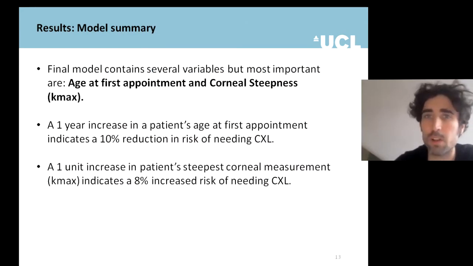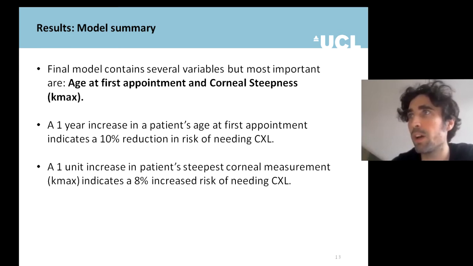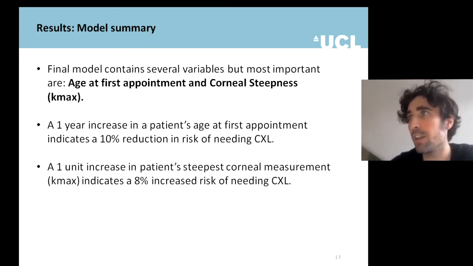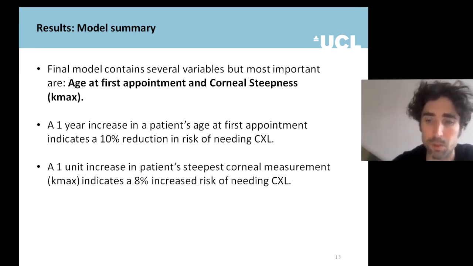So, the results of the model after fitting it. I'm not going to present a table because it's beyond the scope of the talk, but essentially it contains several variables. We found several important variables, but the most important are age at first appointment and corneal steepness. And I think the most important thing, at least in the interpretation of the model, is that as your age increases, this reduces your risk of needing cross-linking, and as your keratometry increases, this increases your risk of needing cross-linking. So this is the interpretation of the model.